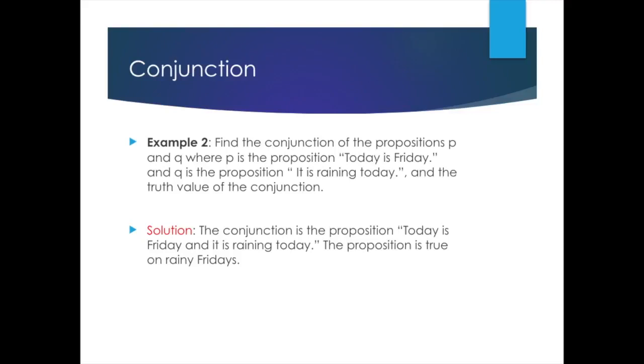Another example. Find the conjunction of the propositions P and Q, where P is the proposition today is a Friday and Q is the proposition it is raining today, and find the truth value of the conjunction. How would you combine them? Today is a Friday and it is raining today. Now, today is not a Friday, which is false, so the first statement P is false. It is not raining right now, so this is false. So false and false is false.